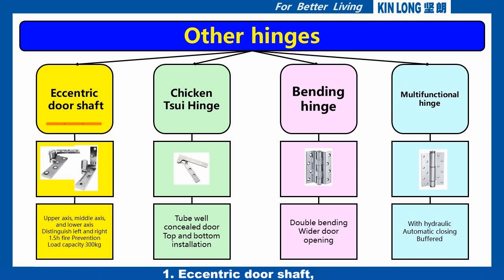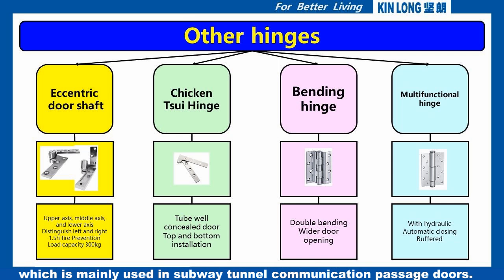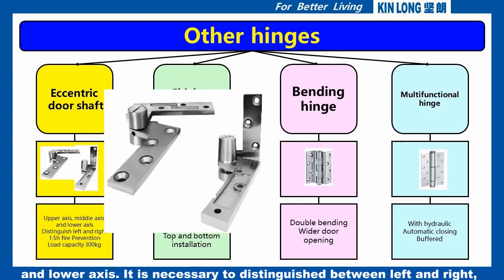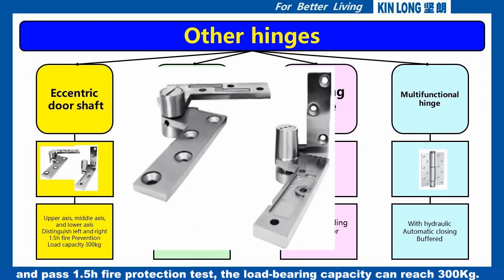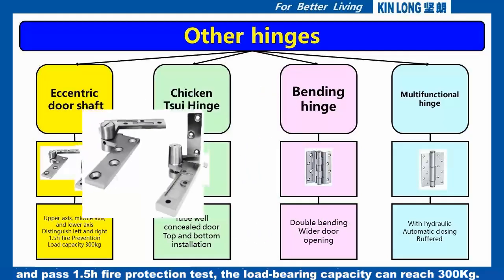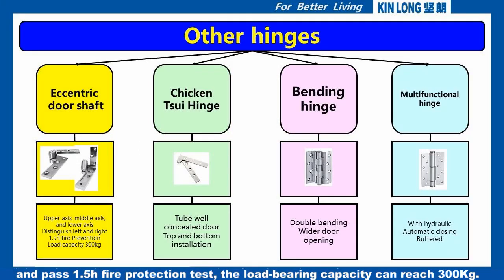1. Eccentric door shaft, which is mainly used in subway tunnel communication passage doors, composed of upper axis, middle axis, and lower axis. It is necessary to distinguish between left and right, and it passes the 15H fire protection test. The load-bearing capacity can reach 300 kilograms. Some heavy-duty doors can also use this type of door shaft. It is a non-standard product and requires an inquiry.